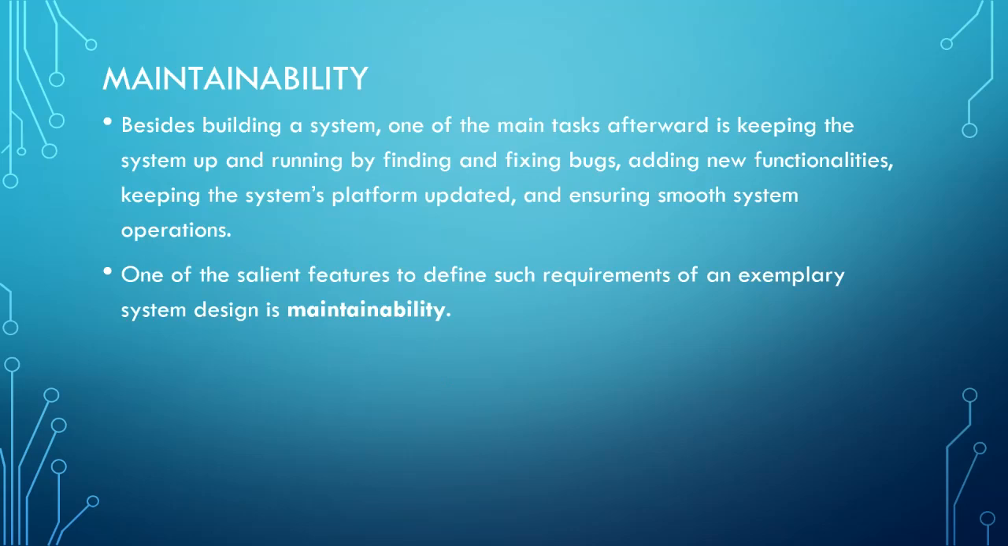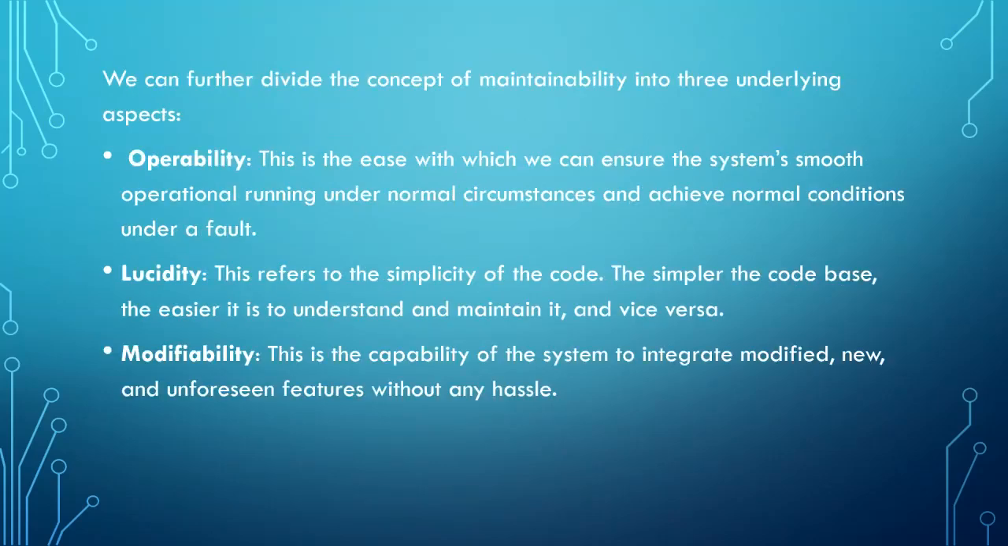Maintainability. Besides building a system, we need to maintain the system, fix bugs, add new functionalities, improve the platforms, and upgrade the tech stacks. So maintainability is one of the vital and complex requirements we have. Maintainability can be further divided into three aspects. One is operability. Consider a system is there and how we are making it operational throughout. There are activities under normal conditions where it has to work. So under normal conditions we have to make the entire system operable.